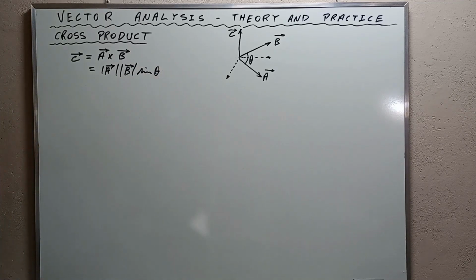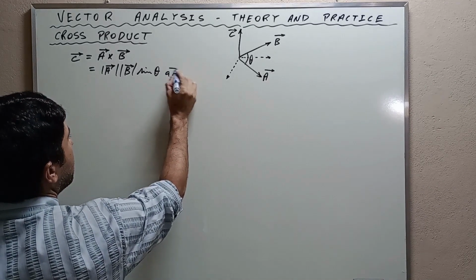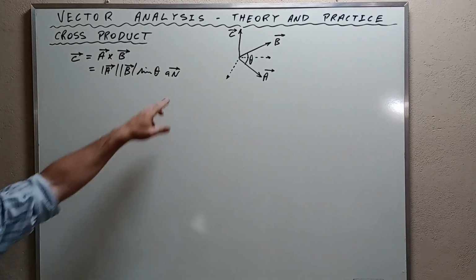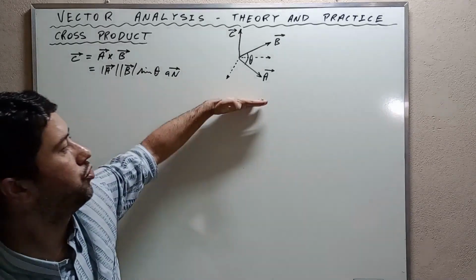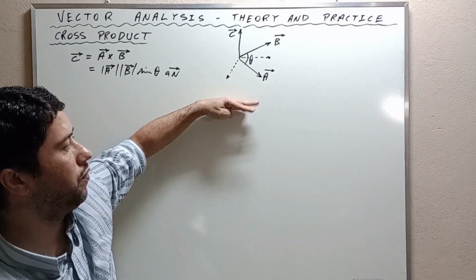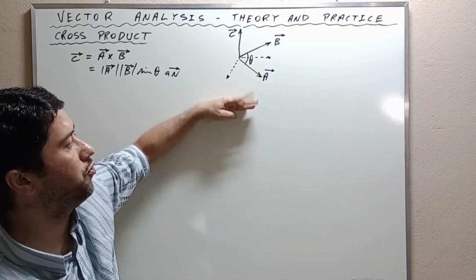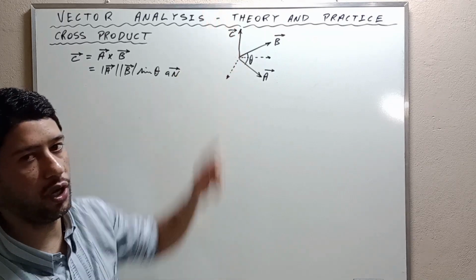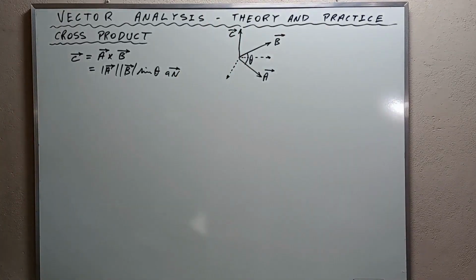But observe that we need a direction, since the result of the cross product is a vector. The result of the dot product is a scalar, but the result of the cross product is a vector. Then it is going to be in the AN direction, and this direction is normal to the plane. If vectors A and B are in this plane, then the result of the cross product will be perpendicular to this plane.